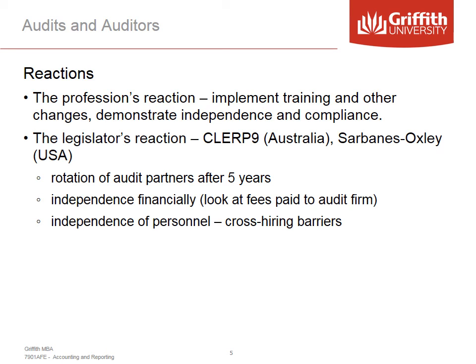In order to establish independence, we can now look financially at the fees which are paid to audit firms, and the signal here is to look at the total fees and to establish that the auditor is not receiving a greater amount of remuneration for non-audit activities than they are receiving for audit activities. And finally, there are barriers about cross-hiring, so it's no longer possible within a couple of years to, for example, hire the CFO from an organisation into the audit firm.